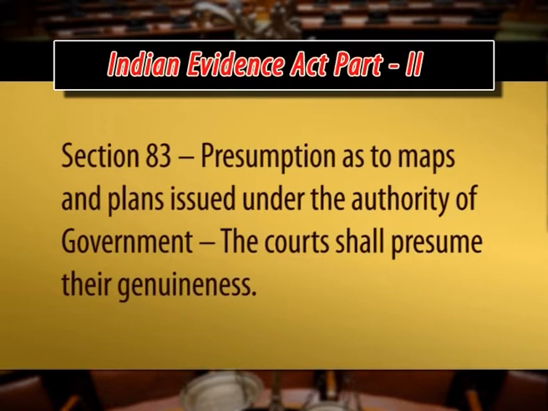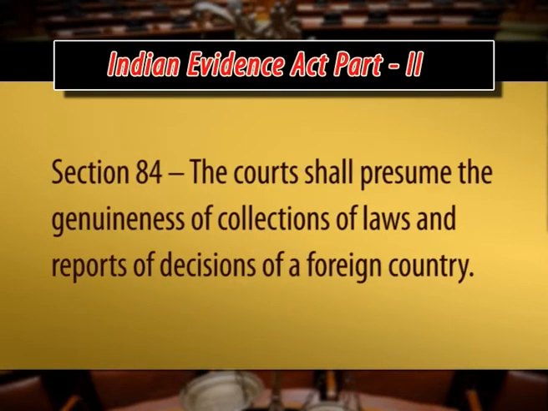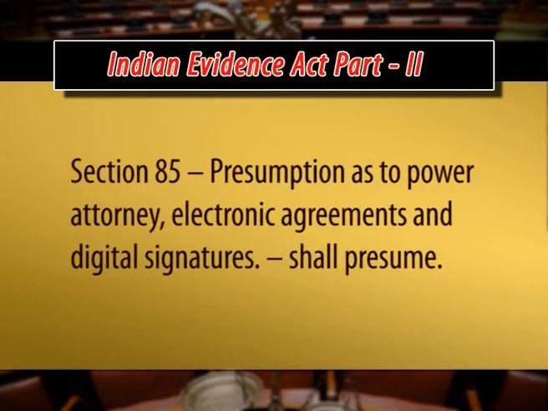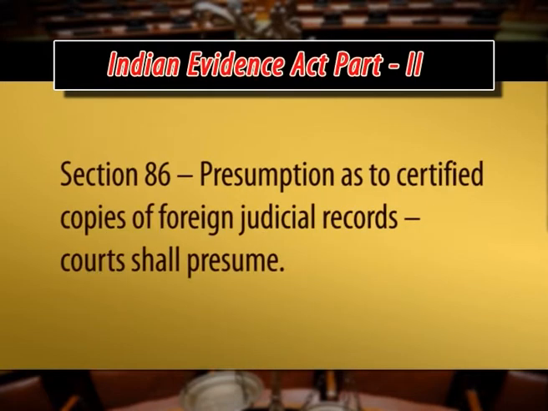Section 83, presumption as to maps and plans issued under the authority of government. The courts shall presume their genuineness. Section 84, the courts shall presume the genuineness of collections of laws and reports of decisions of a foreign country. Section 85, presumption as to power of attorney, electronic agreements and digital signatures, shall presume. Section 86, presumption as to certified copies of foreign judicial records, courts shall presume.